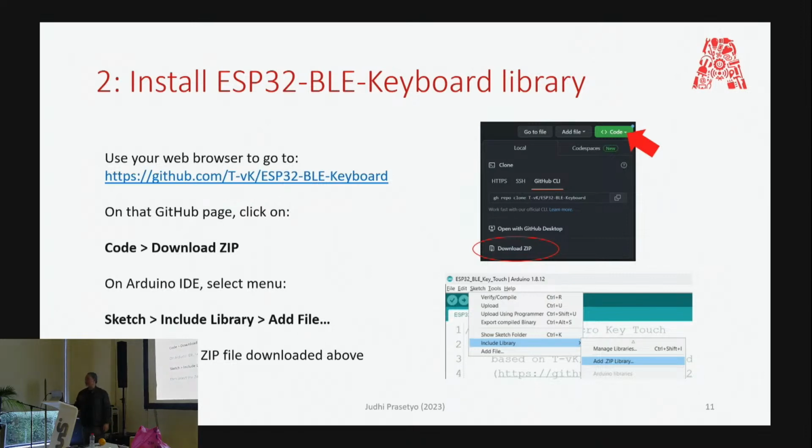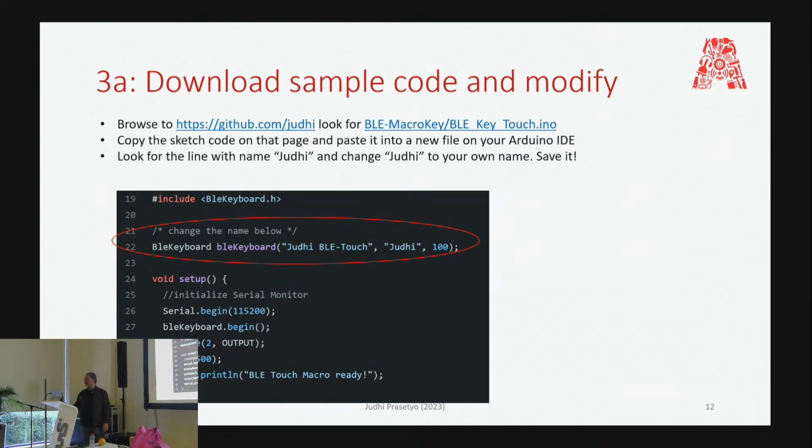So next step, download the sample code and modify. Just go to my GitHub page, github.com/Judhi. After that, you look for BLE macro key. I don't want to put them into one, so you don't have to type all of this. Just go to github.com/Judhi, look for the repository called BLE macro key, and then select the BLE key touch.ino code. You will see this. Copy the whole thing and make a new file with this.